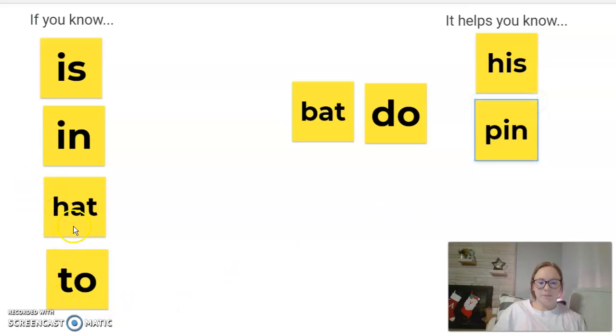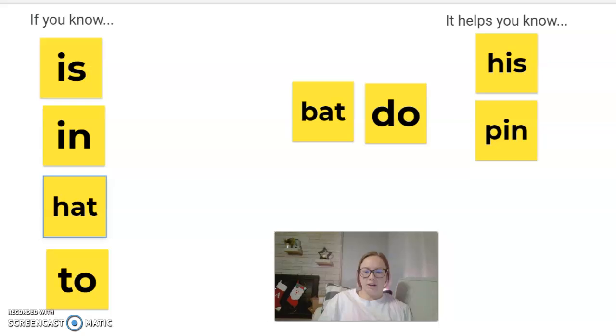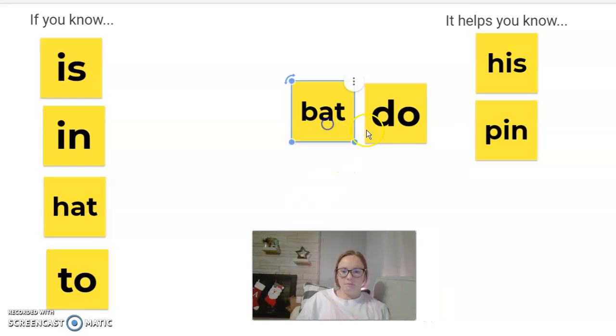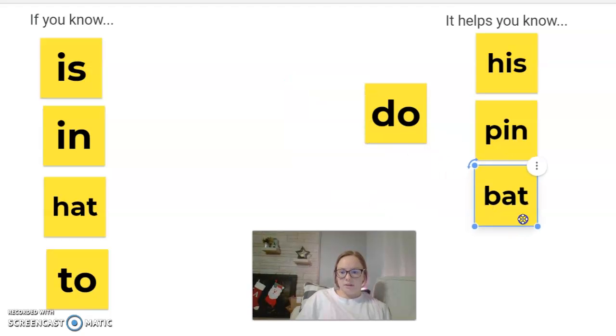Let's look at the next one. At, hat. We know the word hat. If we know the word hat, can it help us to figure out a different word over here? You're right. It helps us to figure out this word. Let's look at the beginning sound, because the beginning sound changed. The AT stayed the same, so we know the AT says at. The beginning sound is now a B. B, at, bat.